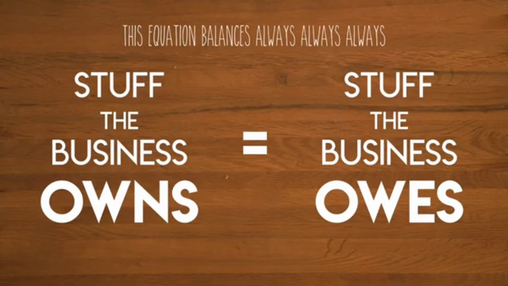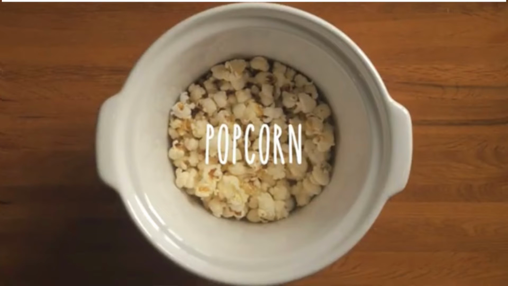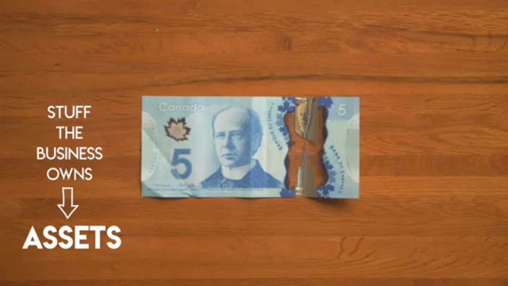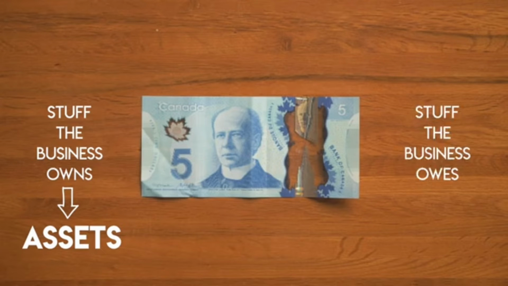Now let's say I come up with this amazing idea for a business. I want to make popcorn and sell it. I've got $5 in my pocket and I decide to lend it to the business. Now there is a word to describe the stuff that the business owns, and that is called assets. On the other side of the accounting equation, we actually have two different words to describe what the business owes, and that depends on who the lender is.